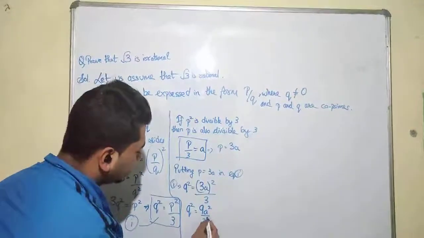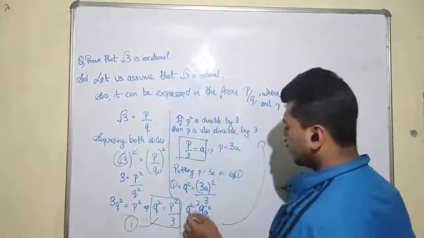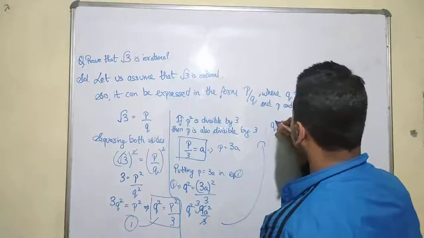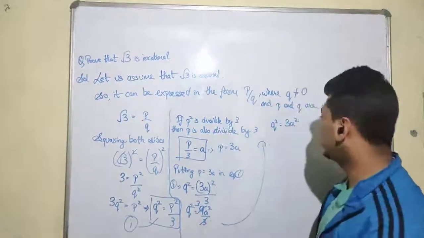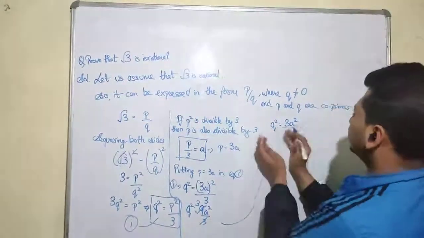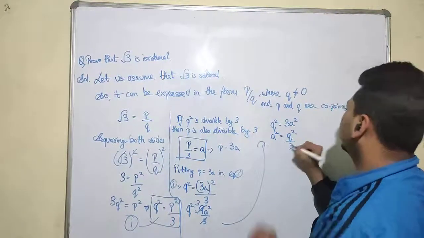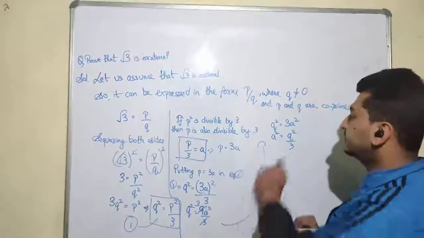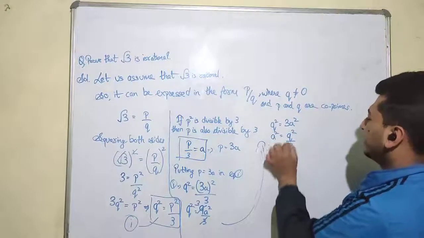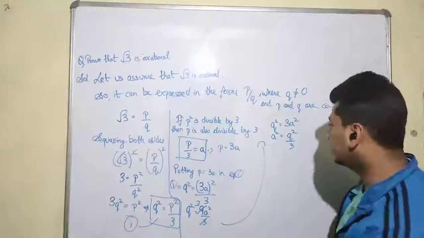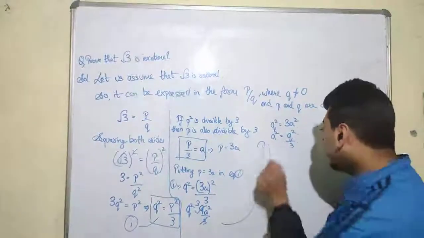Right. So now 3 is 9. So what we will get is q squared is equal to 3a squared. We are getting this one. Right. So now we'll substitute this value. Okay. a squared is equal to q squared by 3. This 3 will go down. Okay. So now a squared is equal to q squared by 3. We have this relation. So here we can see that q squared is divisible by 3.